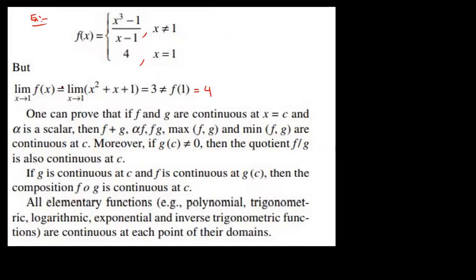Let us see. Limit as x tends to 1 of f of x, what do you have? For these types of models, first of all, you should factorize them. (x minus 1) into (x square plus x plus 1) by (x minus 1). Both are cancelled, then put x equal to 1, 3 is coming. But which is not equal to f of 1. Therefore, what is the meaning? f is discontinuous at x equal to 1. Please give the conclusion.